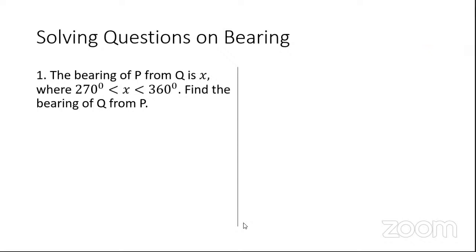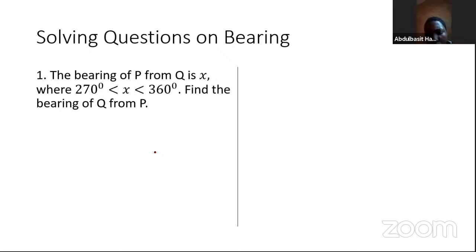Okay, and the two people got it correctly. That's great. So how do we do that? Two have got it. The answer is actually X minus 180. X minus 180. That's great. So now let's look at it together.